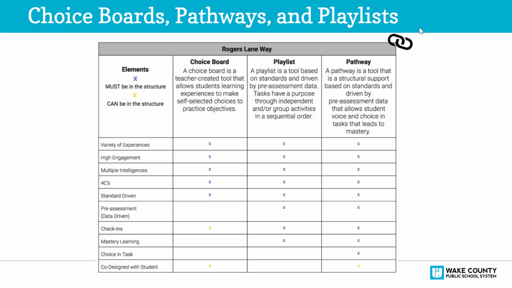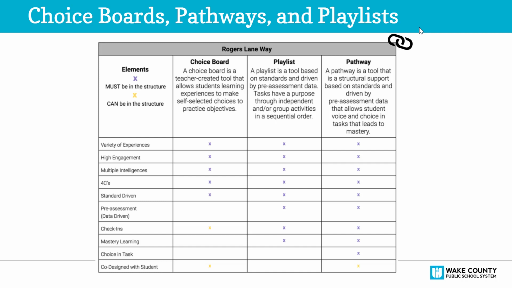So here's an example from Rogers Lane. Rogers Lane is an elementary school in the eastern area of the district, and they have been using choice boards, pathways, and playlists for a while now. The thing that I really want to highlight here is that across all choice boards, pathways, and playlists, you'll notice that they have a variety of experiences. So students get to have different experiences as they progress through these learning models. It is high engagement for students. All 3 of the models maintain that high level of engagement with students, not only cognitively engaging, but also emotionally engaging with the work that they're doing.